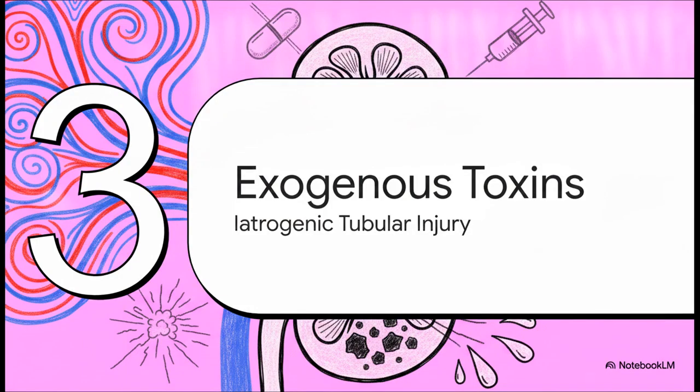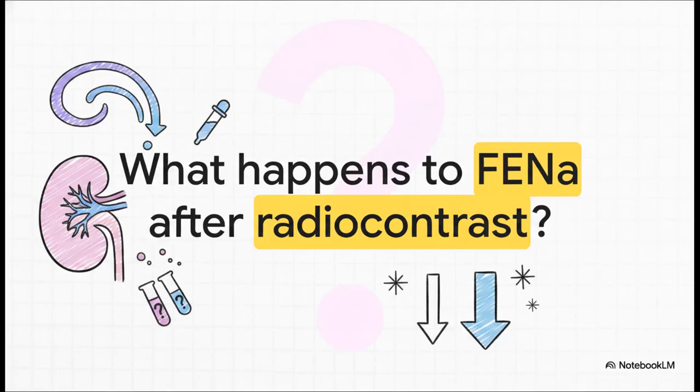Let's keep moving. Bed 3, exogenous toxins. We're looking at iatrogenic tubular disease. Okay, here's your next patient case. A patient with pre-existing chronic kidney disease is sent down for a CT scan with iodinated radiocontrast. Shortly after, they develop AKI. Team, what happens to the fractional excretion of sodium, or FeNA, in this specific type of injury compared to almost all other intrinsic tubular injuries? Think about the lab values here. What exactly happens to the FeNA?